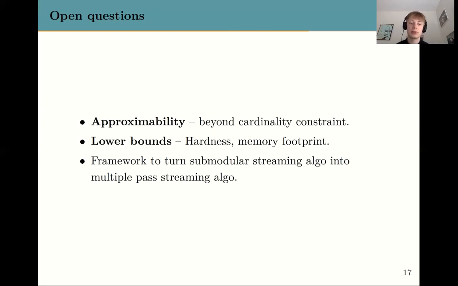And finally, the last question is to have some kind of framework that would turn any streaming or local search like streaming algorithm into a multi-pass streaming algorithm.